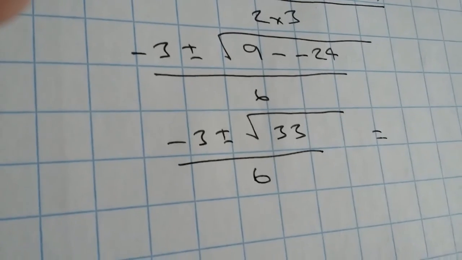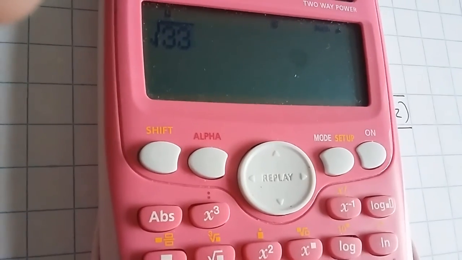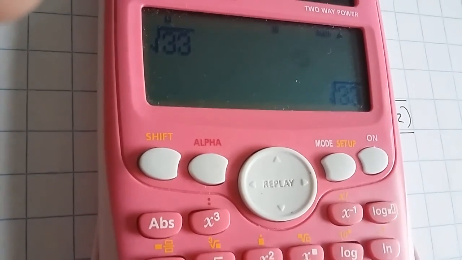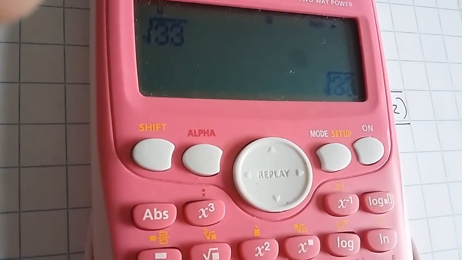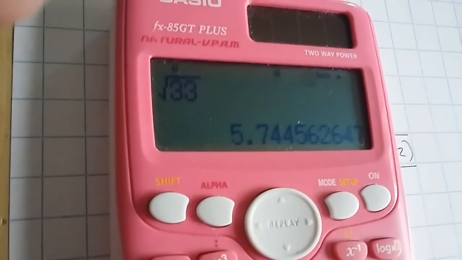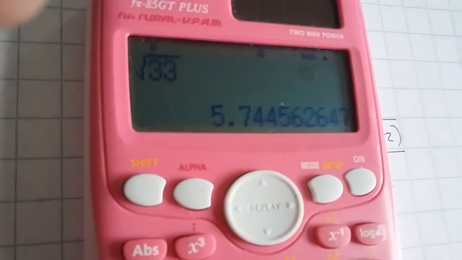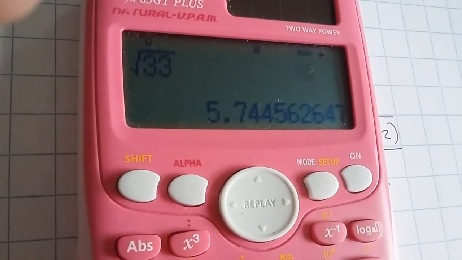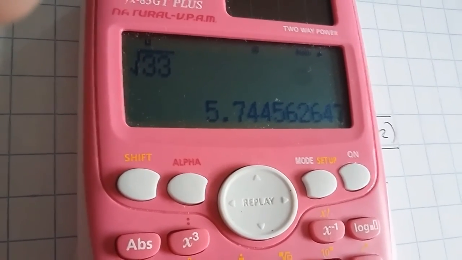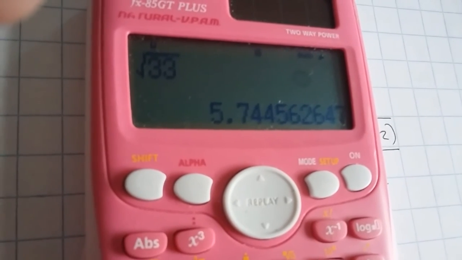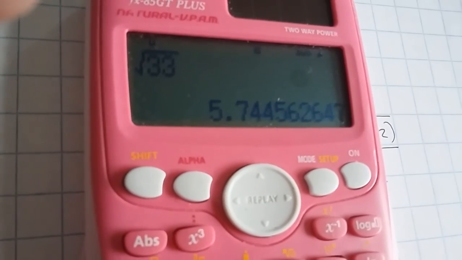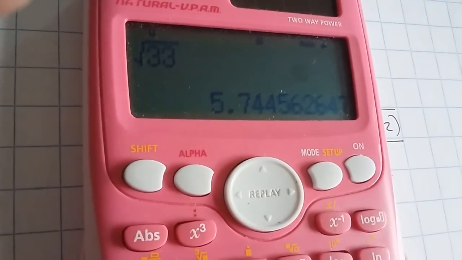I'll stop for the trusty calculator. Square root of 33. That's no good, it always does that, very irritating. Press the SD button and you actually get a decimal, which is useful. 5.7445. The question paper should say what it wants, but we'll go 2 decimal places, so that's 5.74.